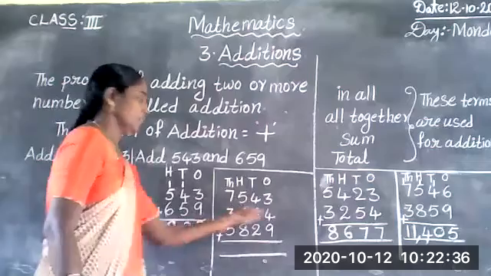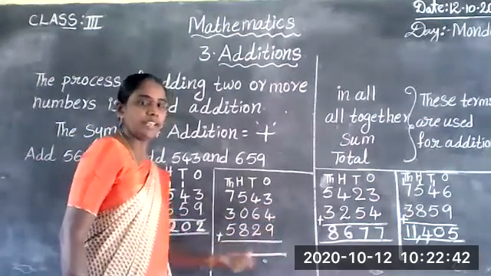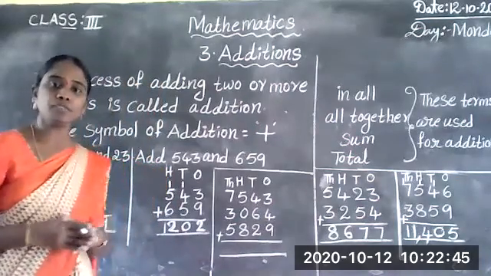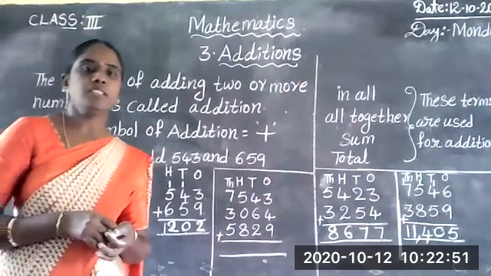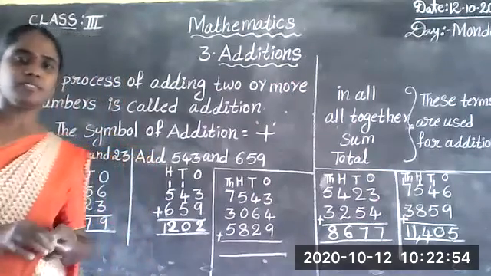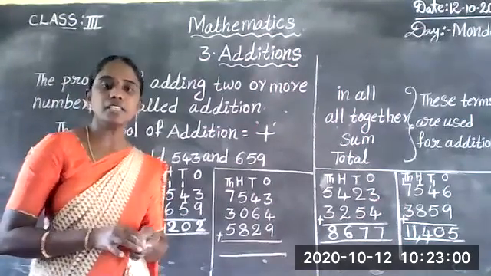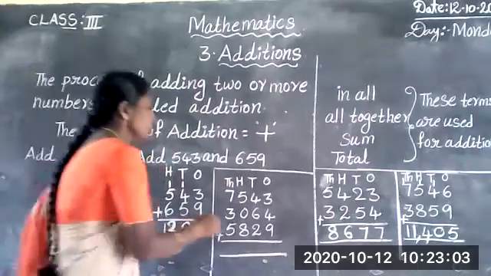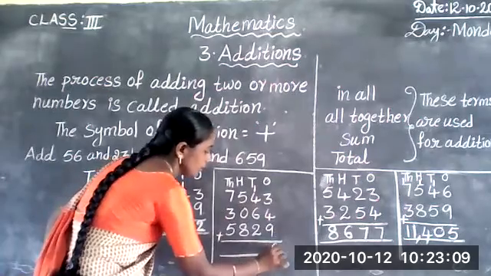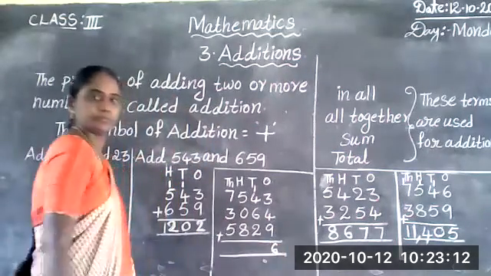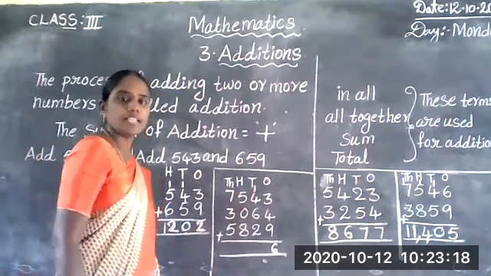In the ones place, 3, 4 and 9 are the digits. First 3 plus 4 is 7. 7 plus 9 is 16. 16 is a carrying number, so we write 1 in the tens place. Write 6 down below, and take 1 as carrying to the tens place.